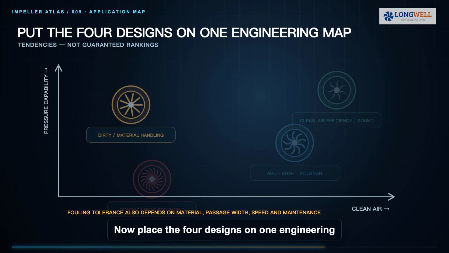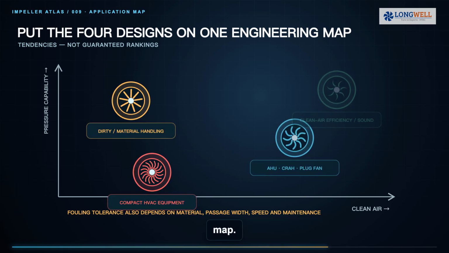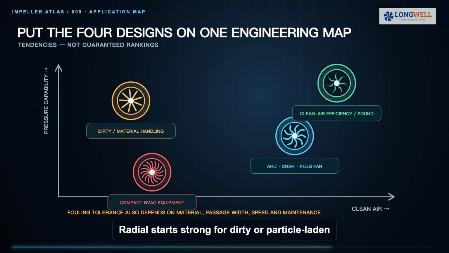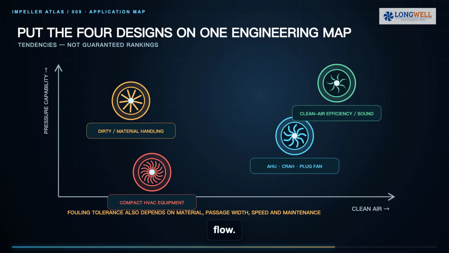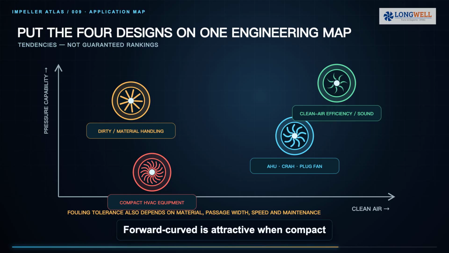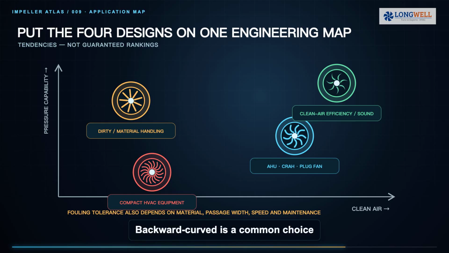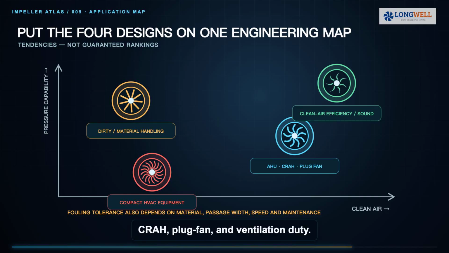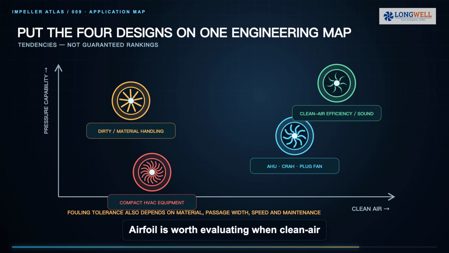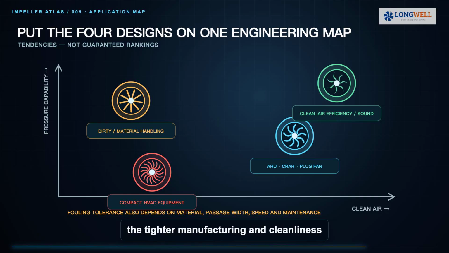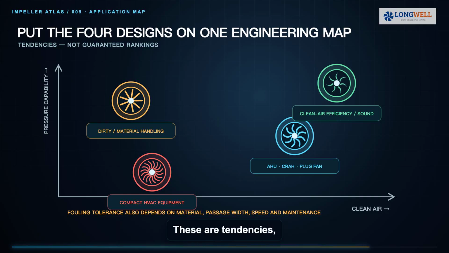Now place the four designs on one engineering map. Radial starts strong for dirty or particle-laden flow. Forward curved is attractive when compact size, lower speed, and modest pressure matter. Backward curved is a common choice for efficient clean air AHU, CRAH, plug fan, and ventilation duty. Airfoil is worth evaluating when clean air efficiency and aerodynamic sound justify the tighter manufacturing and cleanliness requirements. These are tendencies, not guaranteed rankings.